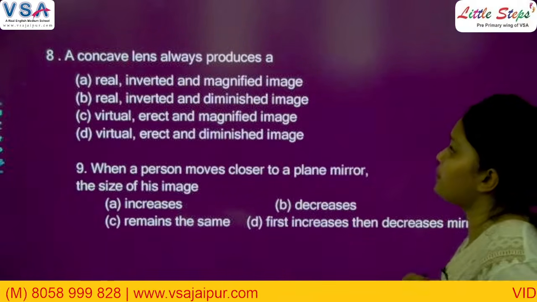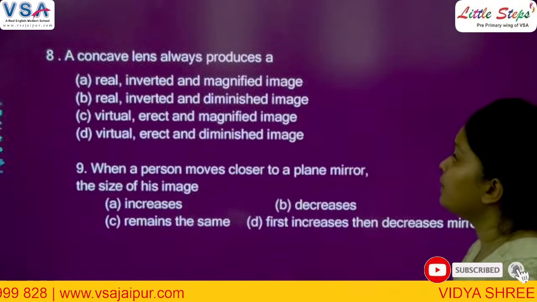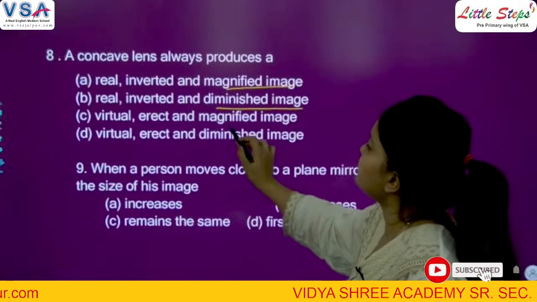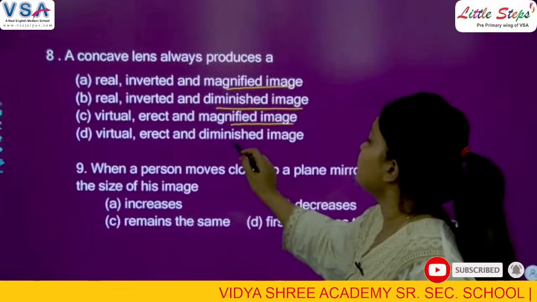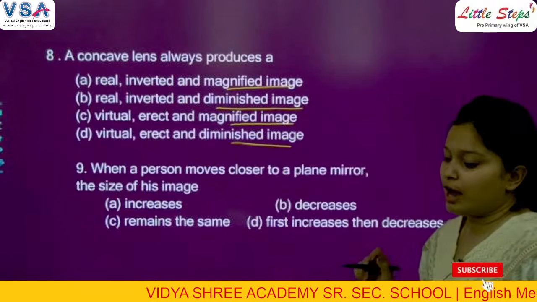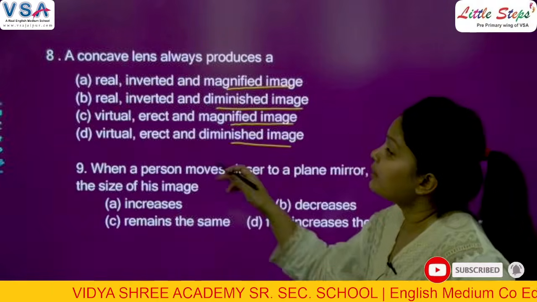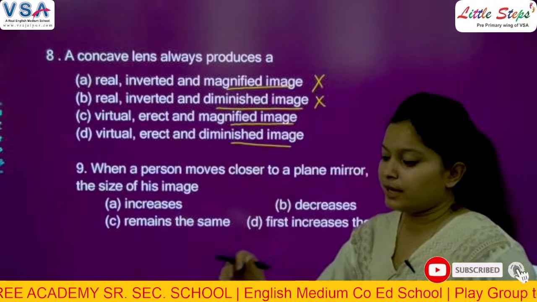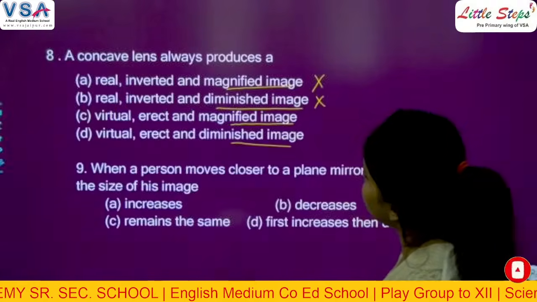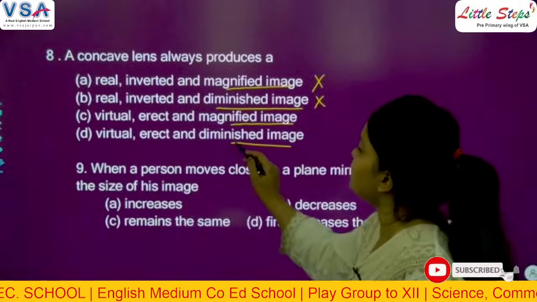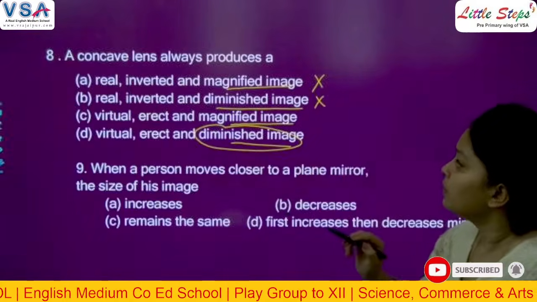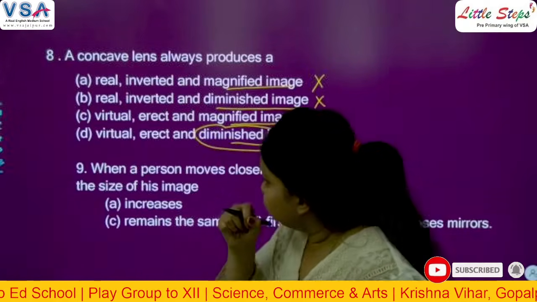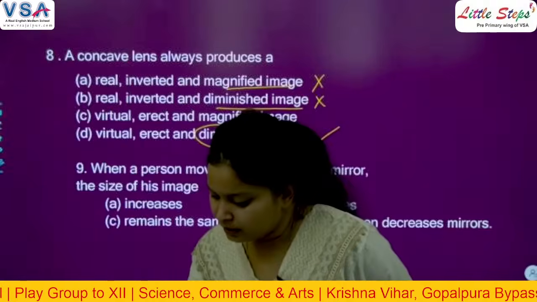So MCQ 8. Concave lens always produces a... Concave lens produces what? Real inverted magnified image, real inverted diminished image, virtual erect magnified image, or virtual erect diminished image. First of all, you have to know concave lens जो होता है वो real inverted तो बनाता ही नहीं है. उसका image हमेशा virtual और erect होता है. So option A and B are not going to be the answer. Virtual और erect में उसकी image हमेशा कैसे रहती है? उसकी image हमेशा diminished रहती है. So option number D is the correct answer. Yes, Aditya is also giving good answers.